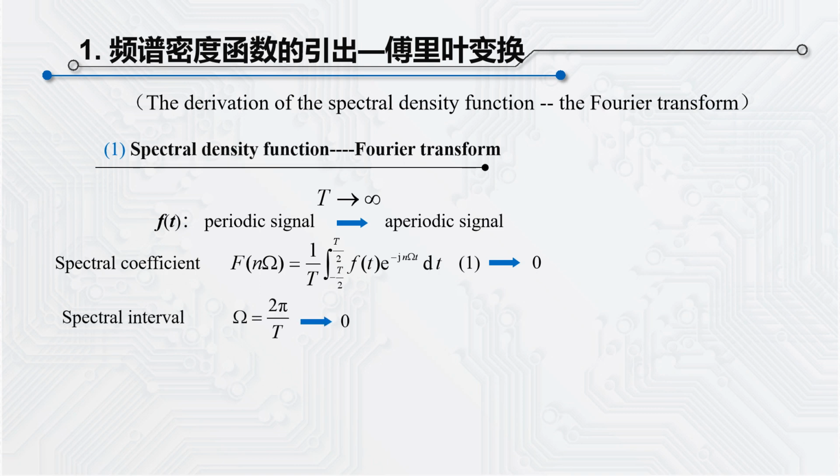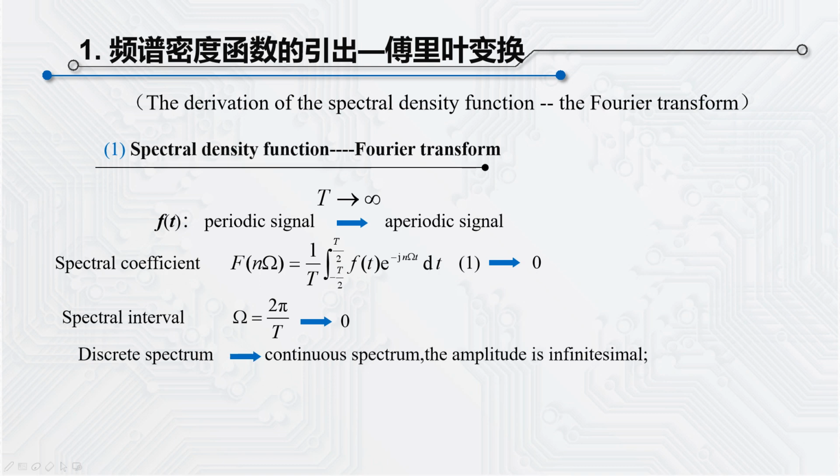For a periodic signal, its spectrum has three characteristics: discreteness, convergence, and uniqueness. For the discrete spectrum, its spectral interval is 2 pi over T. When T approaches infinity, its spectral interval is also close to zero. So, this discrete spectrum becomes a continuous spectrum, and its amplitude is infinitesimal.